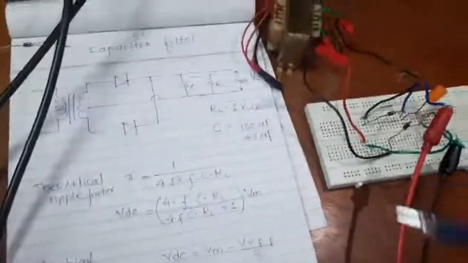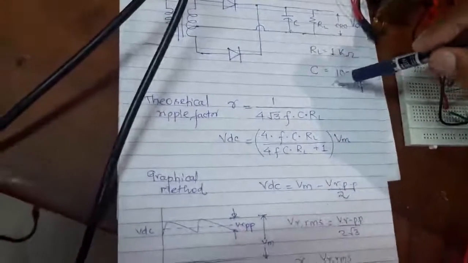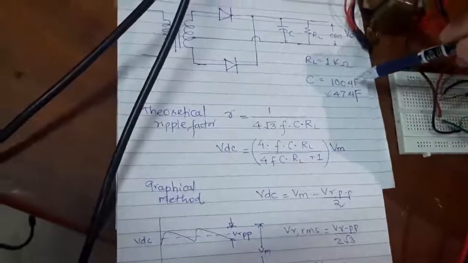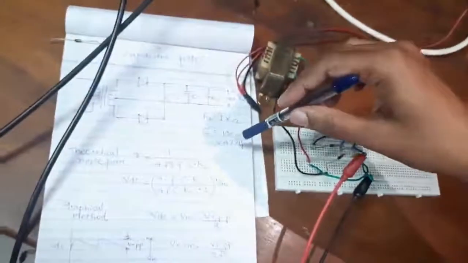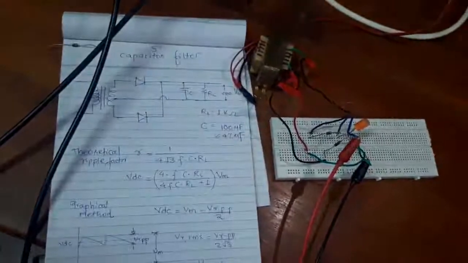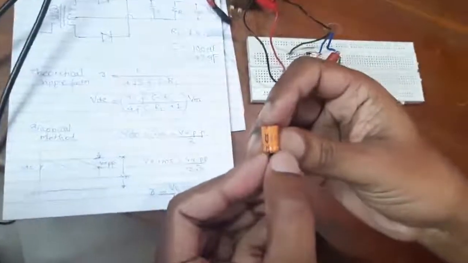So it is a simple experiment. What we have done is that we have seen this case for 47 microfarad. Now we will see the same using 100 microfarad. You have to find out which is better, whether a higher value of C is better or a lower value of C is better. So I am using a capacitor of 100 microfarad, a higher value capacitor.